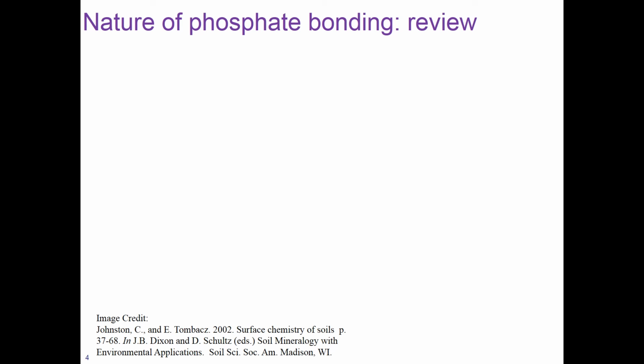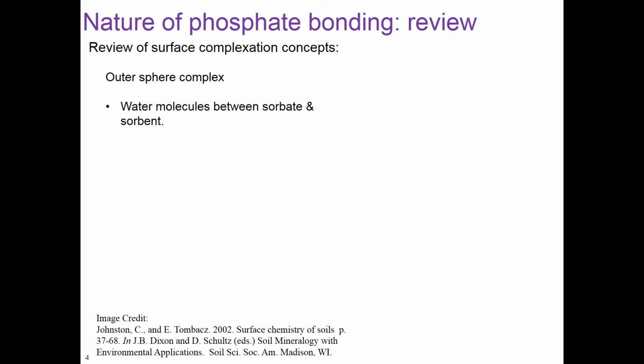In reviewing the nature of phosphate bonding, I'll start with surface complexation concepts. The outer sphere complex is one in which water molecules intervene between the sorbate, or what's in solution, and the sorbent, the mineral surface in our case. These are weak electrostatic bonds, and they include exchangeable ions, and this is what we would call the exchange complex for soils.